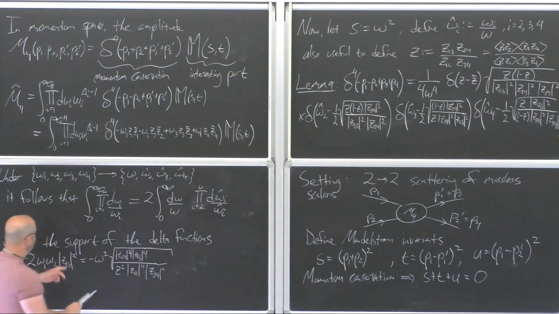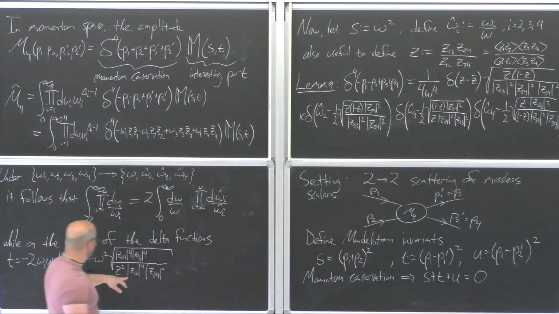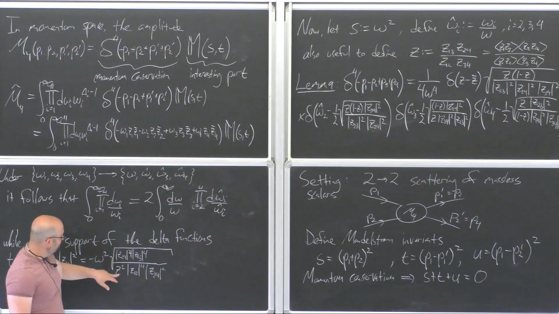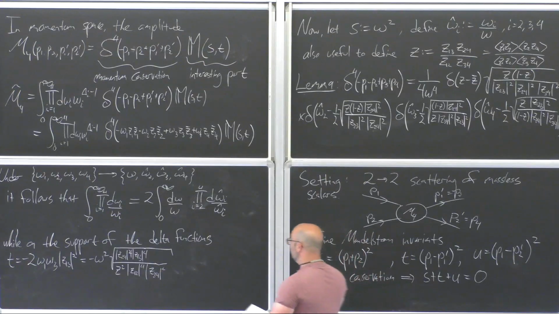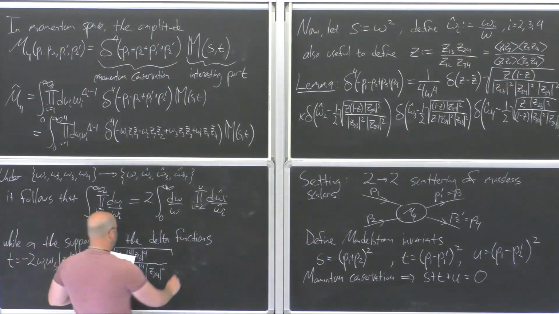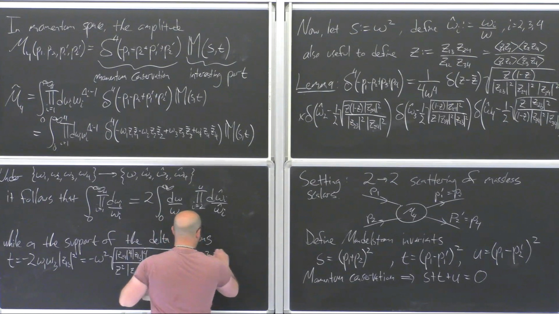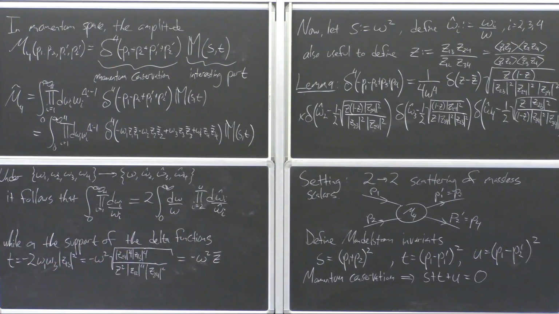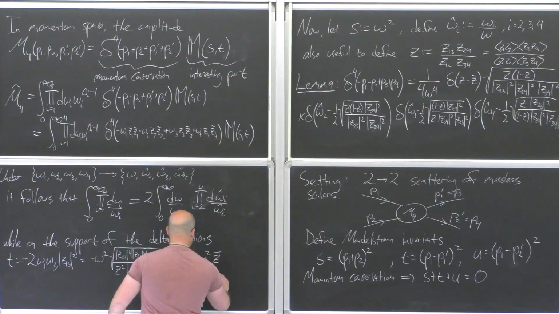So you start generating a bunch of square roots when you use these delta functions, but then the thing inside the square root is a perfect square. And furthermore, you need to remember the definition of this conformally invariant cross ratio, and you see that you're going to cancel some powers of this. So this is just equal to minus omega squared Z bar, where Z bar is the complex conjugate of our conformally invariant cross ratio, but we know that that's real. So this is just minus omega squared Z.